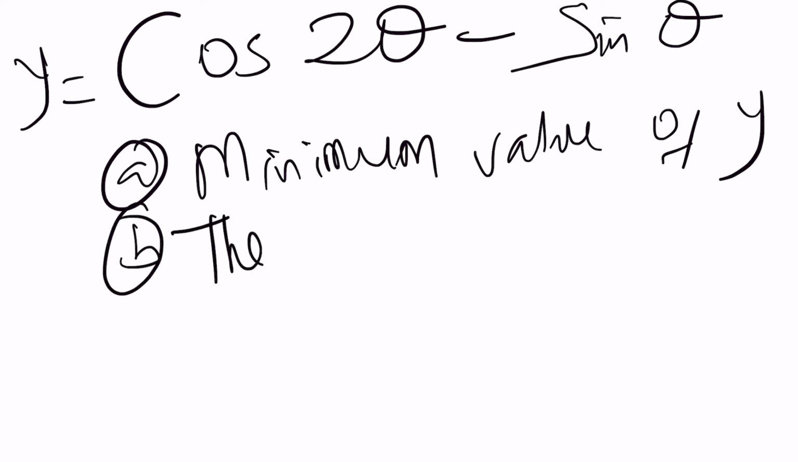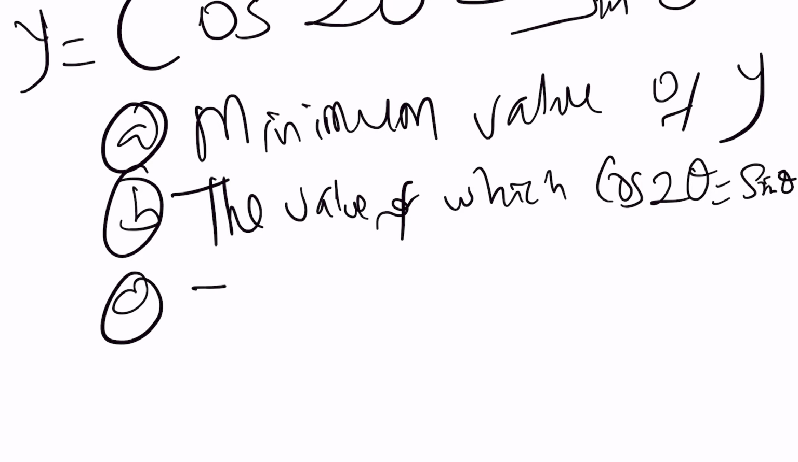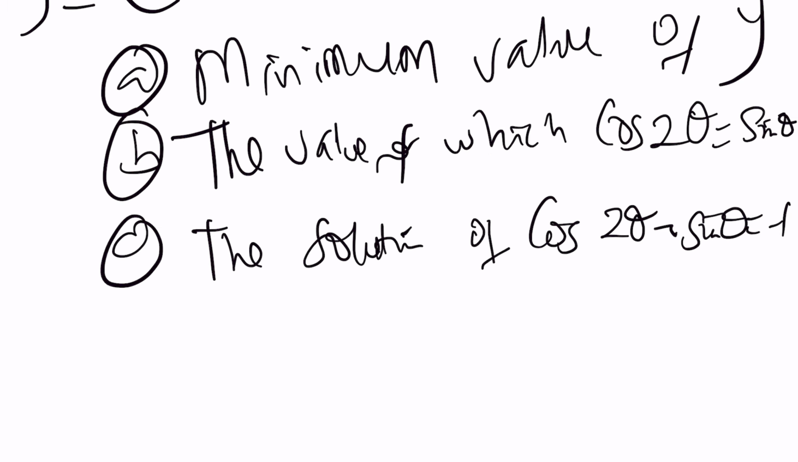the values for which cos 2 theta is equal to sin theta, and the solution of cos 2 theta minus sin theta equals minus 1.